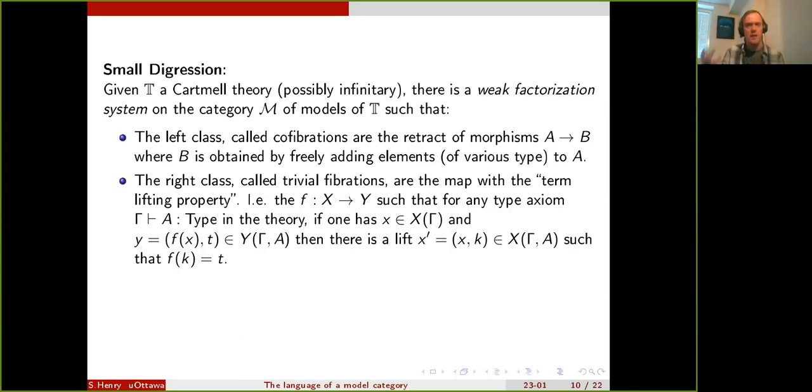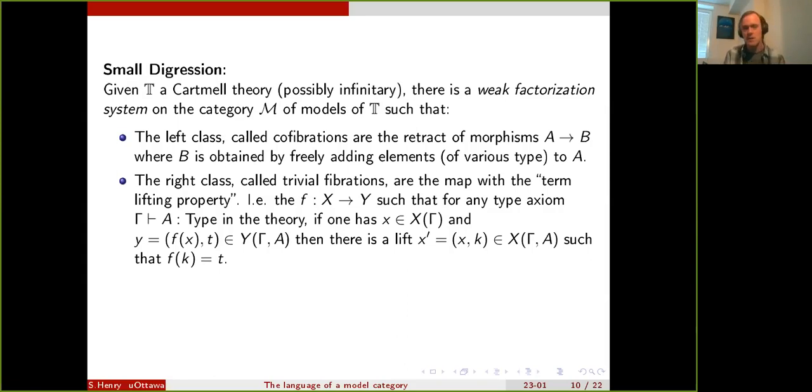So a trivial fibration between categories would have to have the lifting of objects. So it has to be surjective on objects. It means every time you have an object in the target, you can find an object in the domain that is going to be sent on it. Then it has to have the lifting of morphisms. So every time you have a morphism in the target between two objects that are in the image, of the form f of x, f of y, then you can find a morphism between x and y that is sent to this morphism. So it says the functor is full.